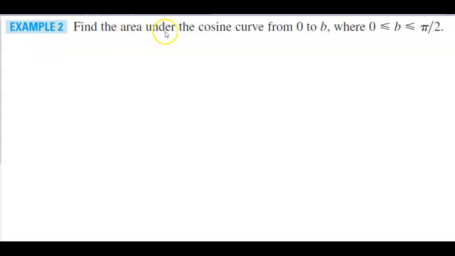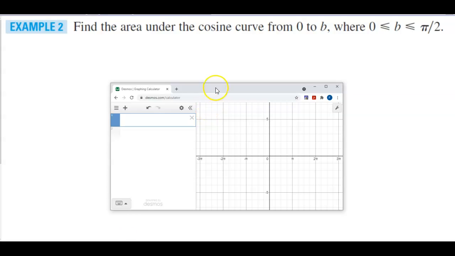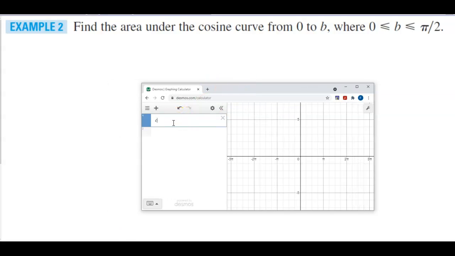Example 2. Find the area under the cosine curve from 0 to b, where b is in between 0 and pi over 2. Okay, let's take a look at Desmos, and let's go ahead and graph the cosine curve. So we have the cosine of x, okay? But we're interested in the fact that the lower limit is 0 and the upper limit is pi over 2, which is actually b. So let's just go ahead and take a look at this.